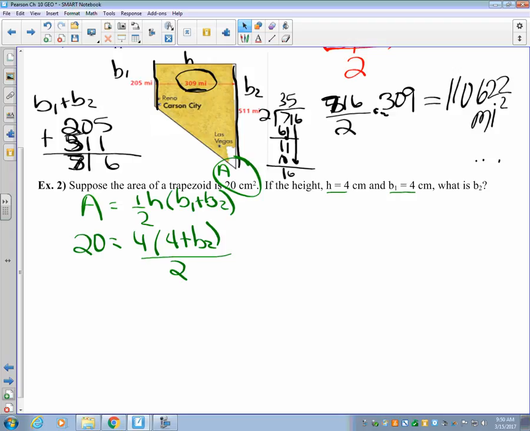So we're trying to solve for B, for the second base, B2. So to do that, I got to get rid of this 4, I got to get rid of this 2, and I got to get rid of this 4. You're eliminating everything with the base 2.